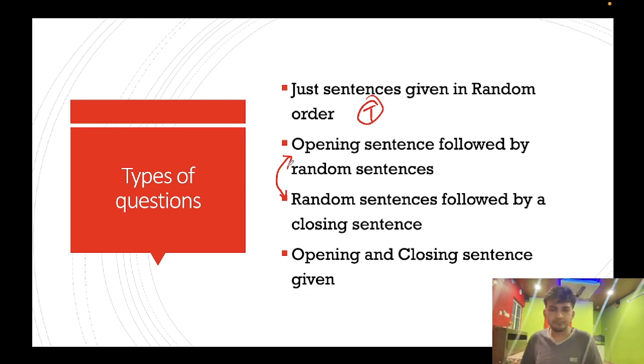Now, the last type is when you're given the opening as well as the closing sentence and you're supposed to rearrange the other sentences. So this is probably one of the easiest of the lot if you know how to make a flow and decipher the sentences accordingly, right?